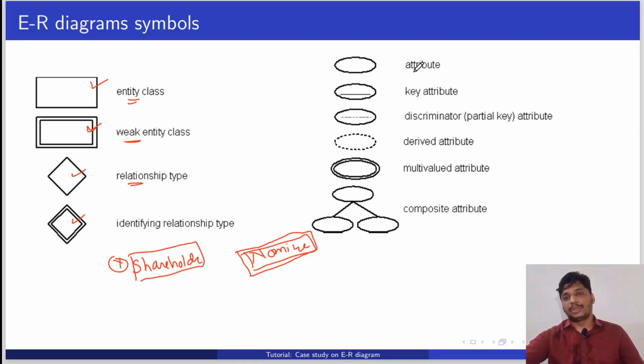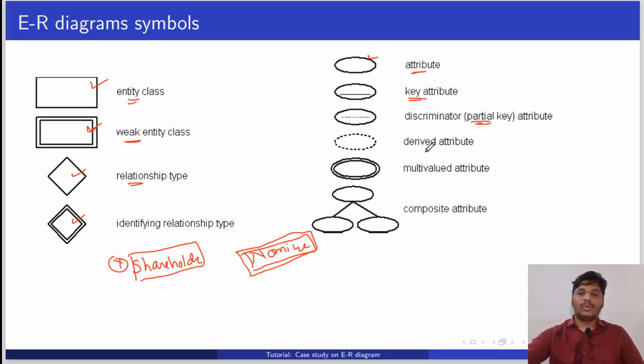So what are the attributes we already discussed? It is represented by an ellipse, and key attributes are represented by an ellipse with the underline. Discriminator and partial key attributes are represented by an ellipse with the dotted line. So basically partial key is used to represent weak entity class.